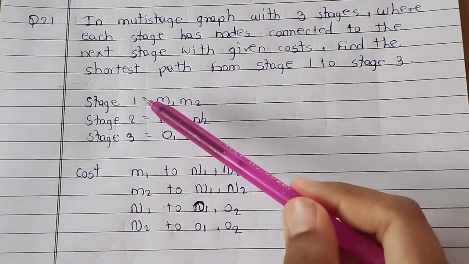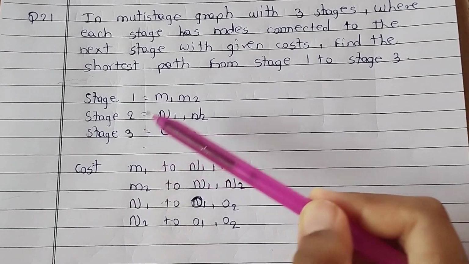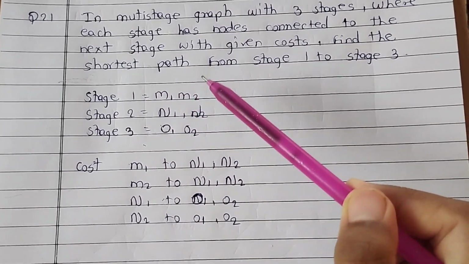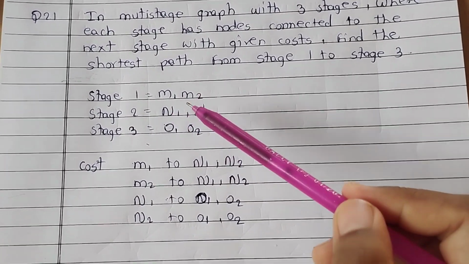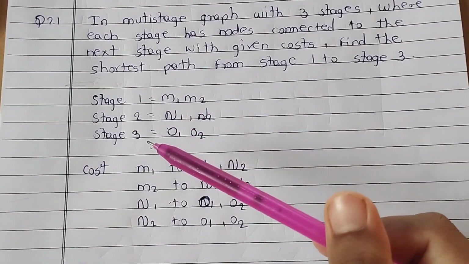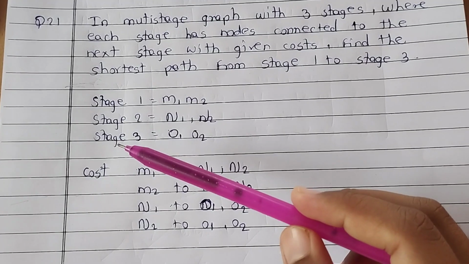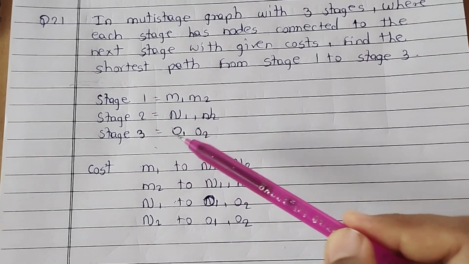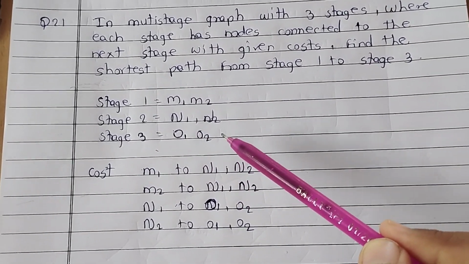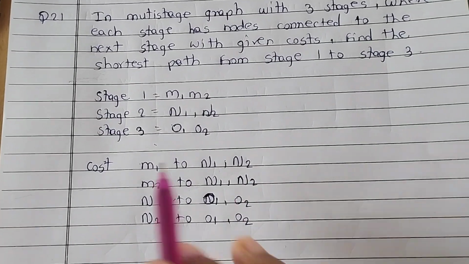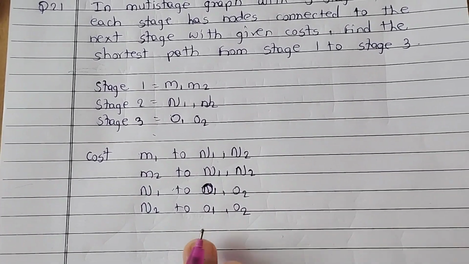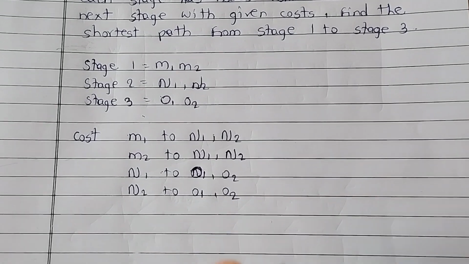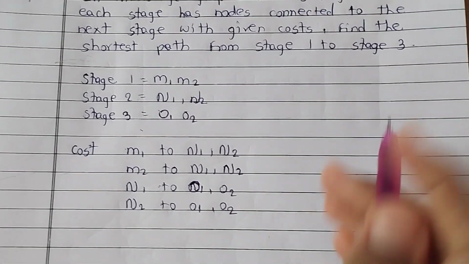So here stage 1, stage 2, stage 3 is given. In stage 1, M1 and M2 nodes are present. In stage 2, N1 and N2 nodes are present, and in stage 3, O1 and O2 nodes are present, and these are the transitions. But here costs are not given. We assume these costs for solving this problem.